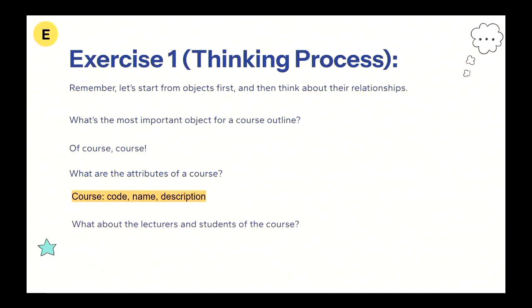So what about all the people here? What about the lecturers and students of the course? Should we put them as an attribute in the course? Should we put all the people here as an attribute in the course? Some of you are shaking your heads. Why no?